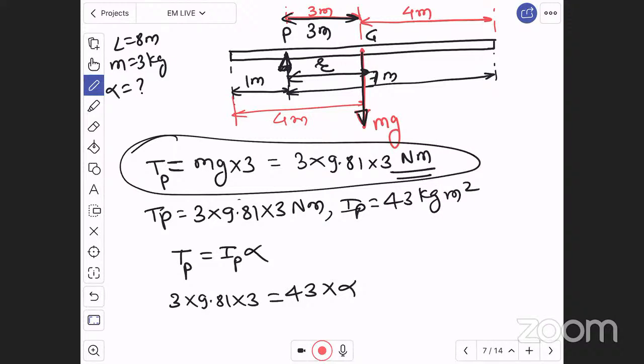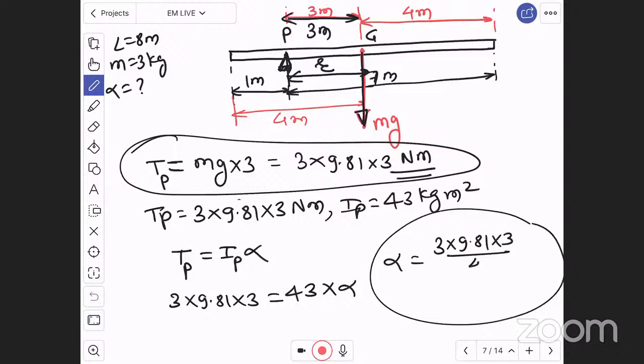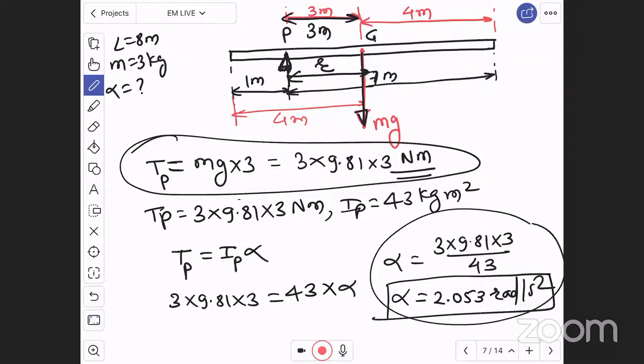Now, here only alpha is unknown, which is nothing but 3 into 9.81 into 3 divided by 43. Whatever answer comes, tell me by writing it in the comment box. Now it's simple. I think the answer is 2.053 rad per second square. Alpha is equal to 2.053 rad per second square.